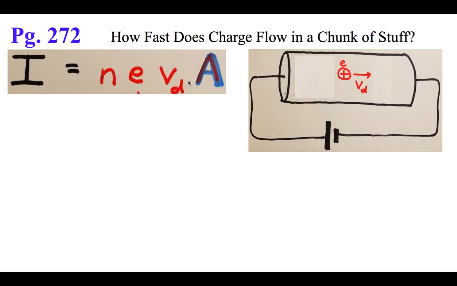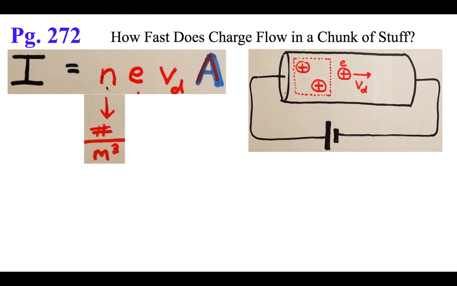If you've done any fluid mechanics, you know that a velocity times an area gives you a volume per time. And then if you multiply by charge per volume, that gives you the charge per time, which is the current. So V times A is volume per time. And if we have a way of getting the charge per volume, then multiplying those two things together would give you the charge per time, which is the current.